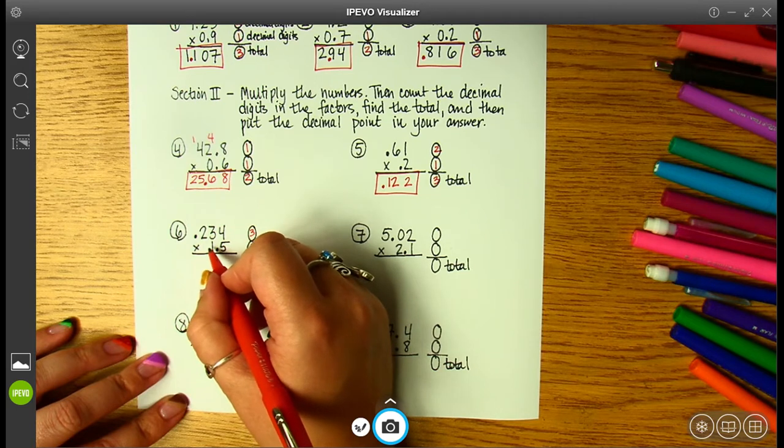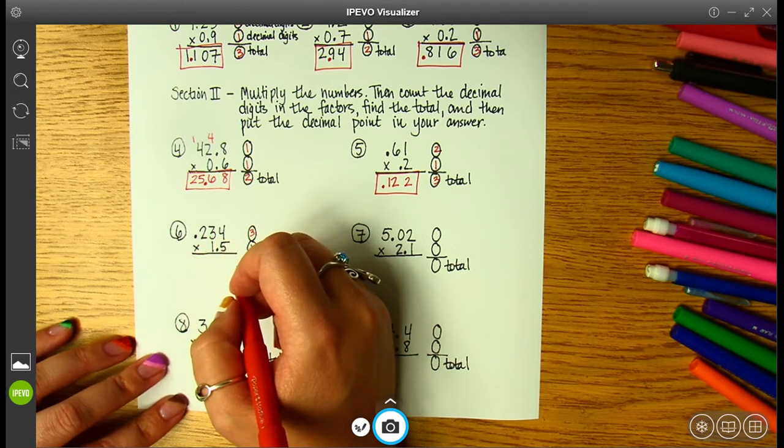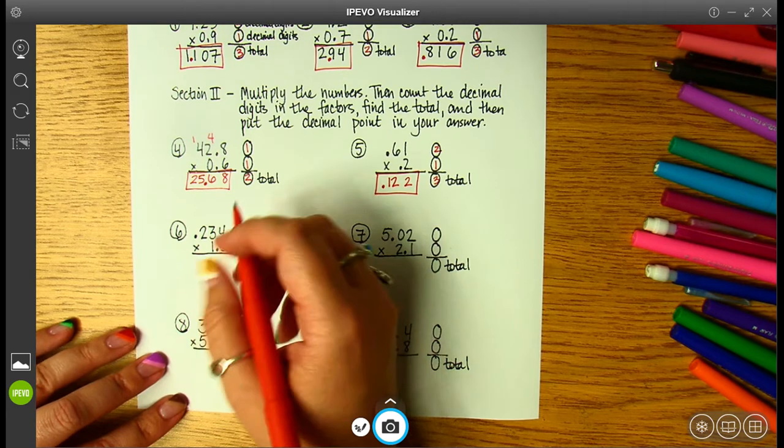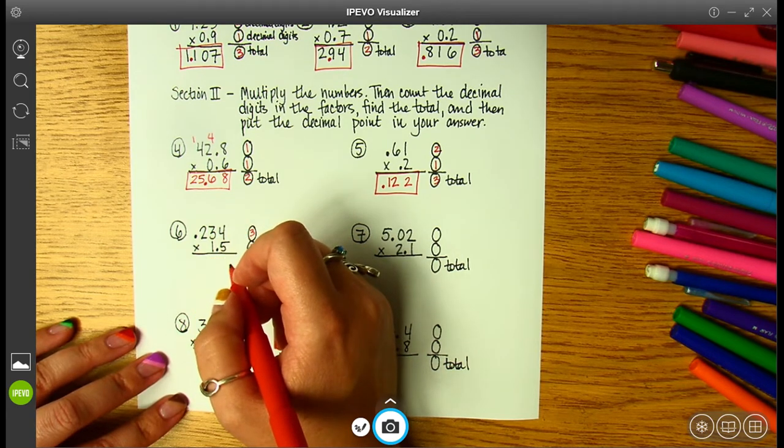0 placement holder, this times this, this times this, this times this. If you think you've got it, why don't you go ahead and press pause and then unpause it and check yourself. And you can do that at any point throughout the video. Okay, if you unpaused it to check yourself, let's see.